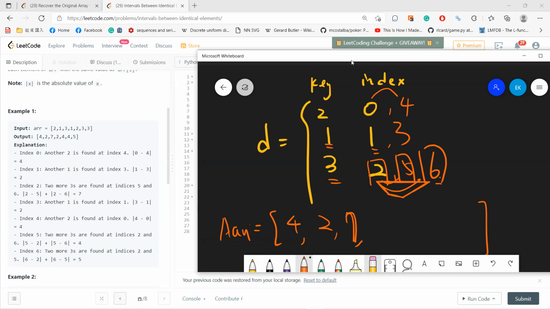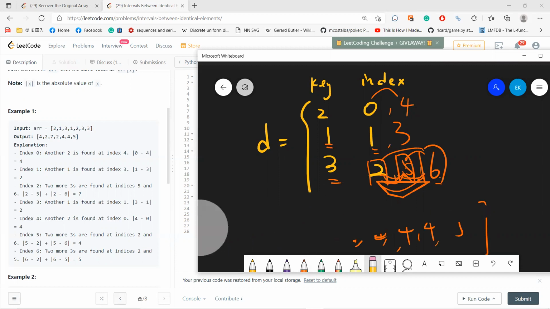Now it's 2 again, so it's still 4. It's 1 again, so 1 is still 2, and the 2 again is still 4. And the 3 again, so 3 is here, right? 3 and 3, 3 and 1, so it's 4. And for 6 you get the least, right? For 6 you get 1 and 4, so it's 5. Okay, so this is the answer.